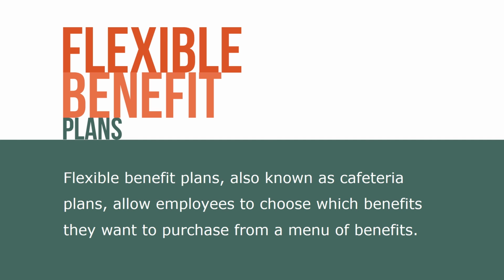Flexible benefit plans, also known as cafeteria plans, allow employees to choose which benefits they want to purchase from a menu of benefits. Some companies require that all of their employees receive certain benefits, usually health insurance, but allow them to choose others they want to purchase. Some companies provide a set amount of money or credits for employees to choose these benefits.